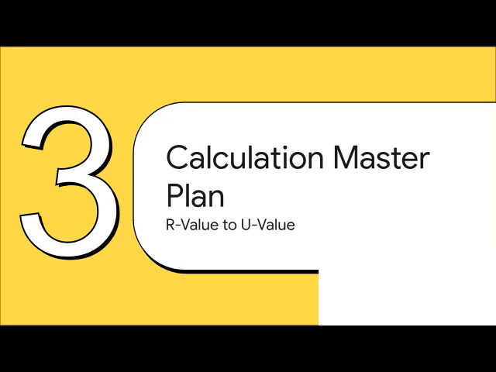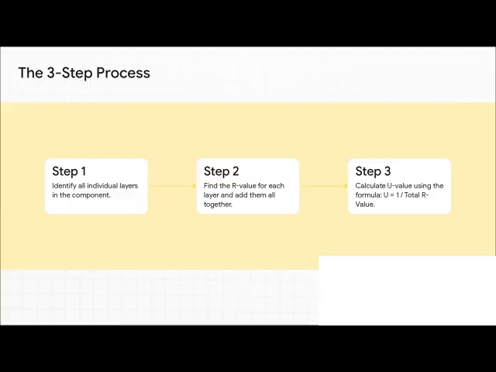So how in the world do we calculate the U value for something complicated, like a whole wall that has a bunch of different layers? Well, the secret is that we actually start by finding the R values first. Let's take a look at our 3-step master plan. The process is actually super simple. Step 1, we're going to identify every single layer that makes up our wall. Step 2, we find the R value for each of those layers, and then we just add all those numbers up. And finally, step 3, to get our U value, we just take the number 1 and divide it by that total R value. Don't worry, we're going to go through this together.